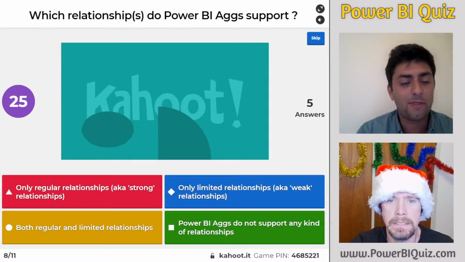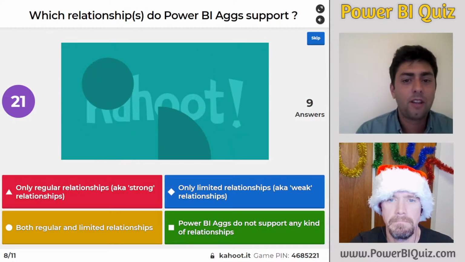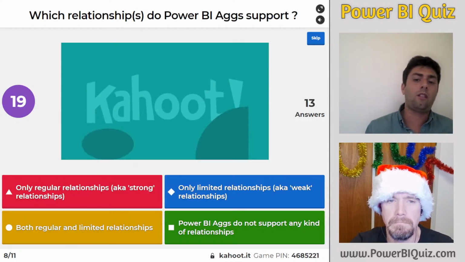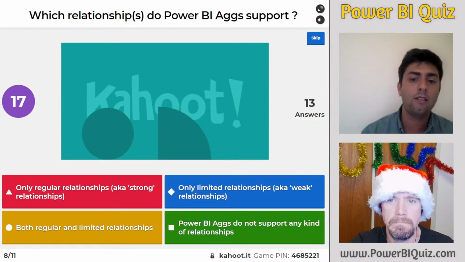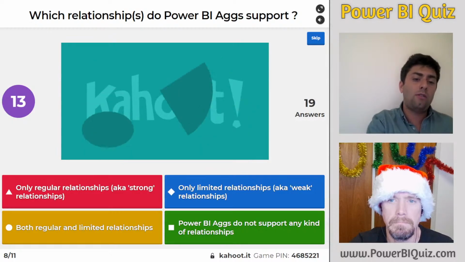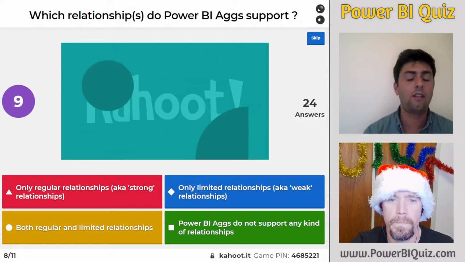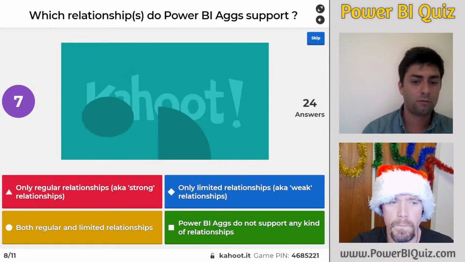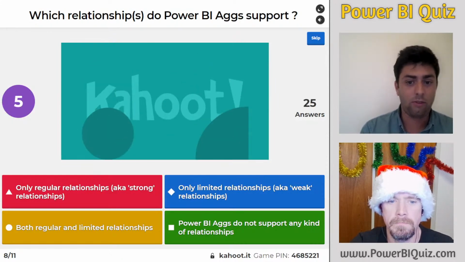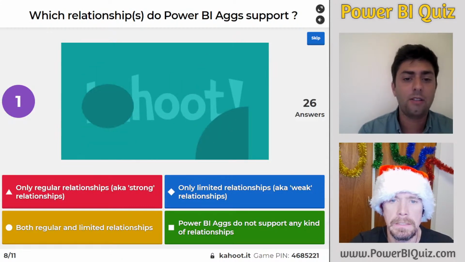So relationships. That's not an easy one. As you may know, you can use either group by aggregations models, or you can use aggregations based on the relationships that you have in your model. What kind of relationships? Not an easy one.